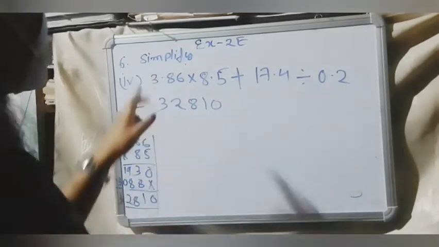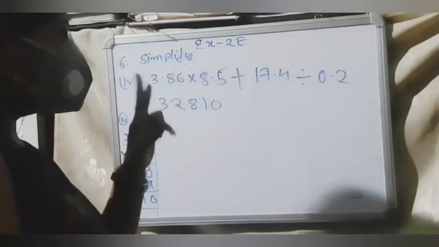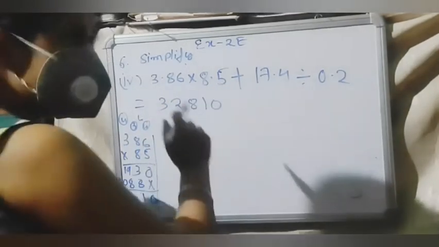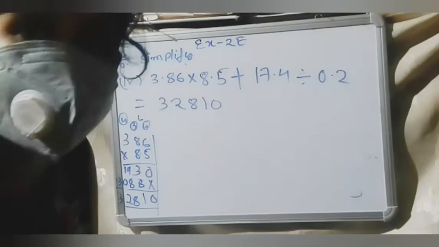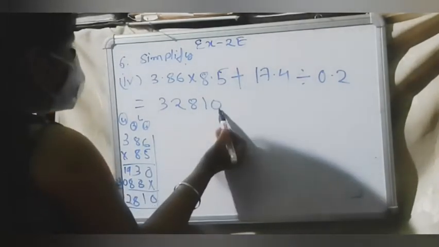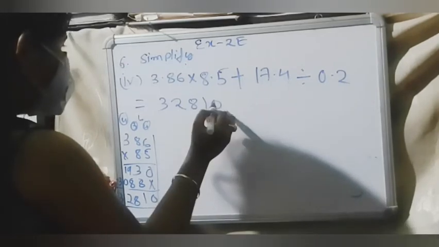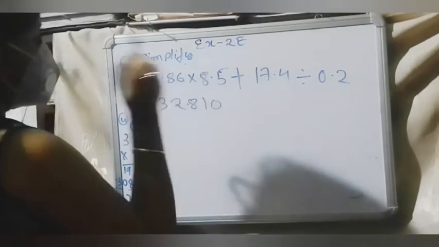Now class, listen. After decimal, how many digits? 2 digits. After decimal, how many digits? 1 digit. 2 plus 1, how many digits? 3 digits. Now you will place the decimal point before 3 digits. Before 3 digits means 1, 2, 3.